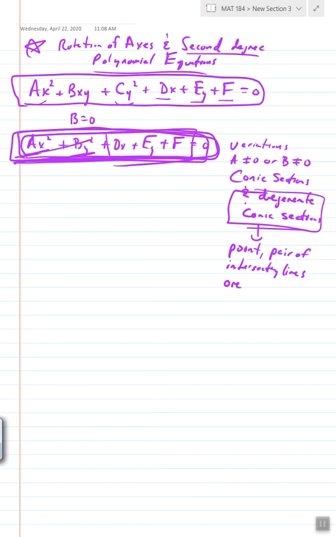You can also get one line, and you should notice that if a and b were both 0 right here, then dx plus ey plus f equals 0 is just the equation of a line. I'll let you think about how you can get that with the plane intersecting the two cones. If you play with that visual, you should be able to see how to get the one line. You can also get the empty set, that is no solution, and you can also get two parallel lines.